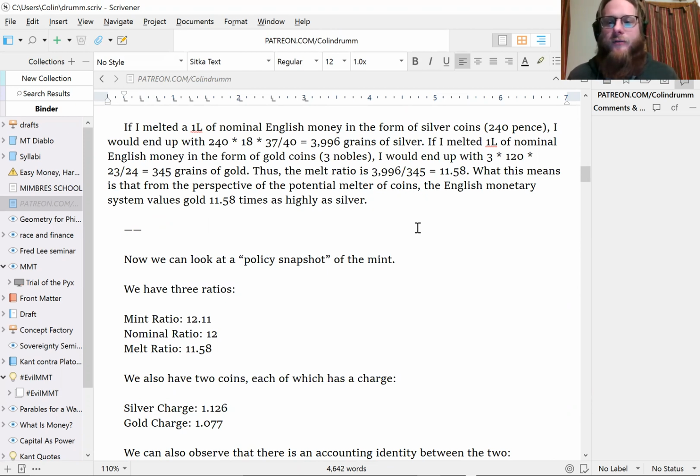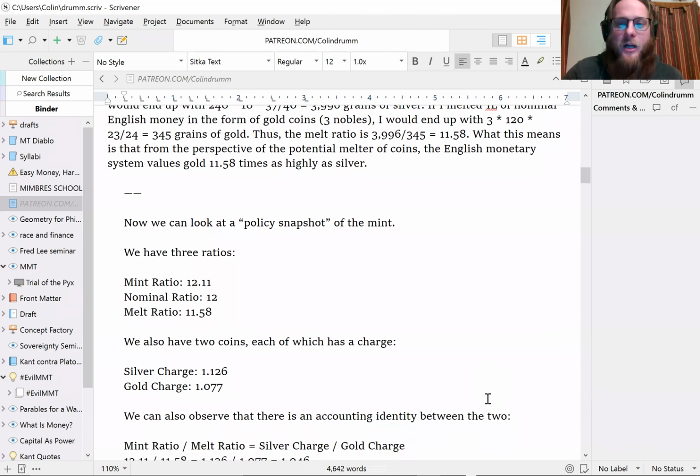and they're all different. And as we're going to see, it's the spread between this 11.58 and this 12.11, and the question of where this ratio is in the middle of them, whether it's closer to this or closer to this, that is what we're going to care about. Once we understand that, then we're going to begin to understand why the mint matters.